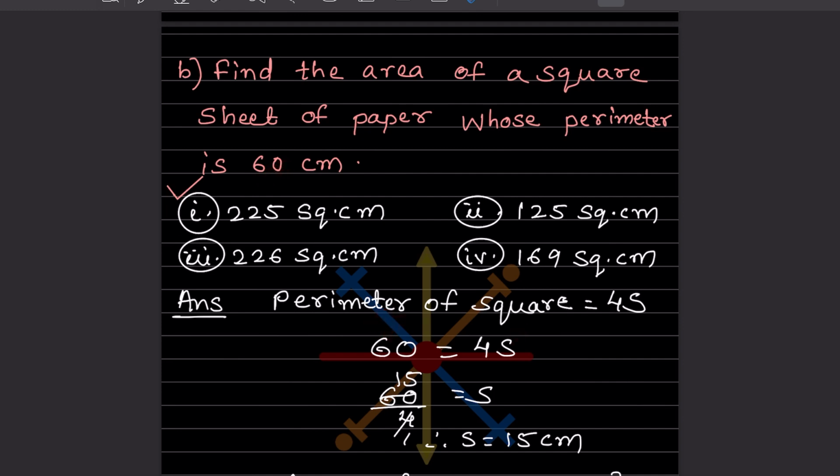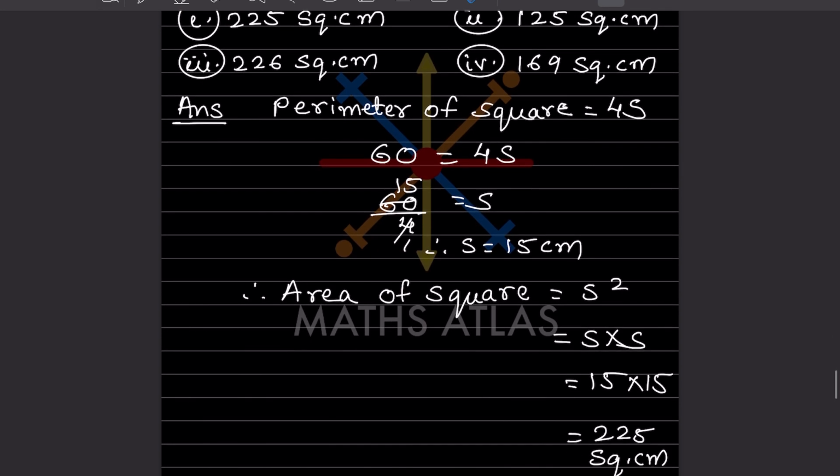So now what are you going to do? This is multiplication. So 60 will be as it is, and this will go in the denominator, s. So you can write here 60 divided by 4. 4 ones are 4, and this is 20, that is 4 fives are 20, that is 15. So s is 15 centimeter.